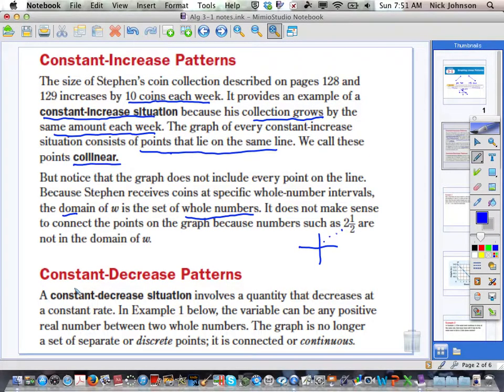Constant decrease patterns. Constant decrease situations involve a quantity that decreases at a constant rate. In example 1 below, the variable can be any positive real number between two whole numbers. The graph is no longer a set of separate or discrete points. It is connected, or continuous, and we're going to look at that here in just a second. A discrete set would be our whole numbers, 1, 2, 3. It can only be a certain number. In this next example, example 1, we're going to show how it's continuous, or where the line is going to be connected.